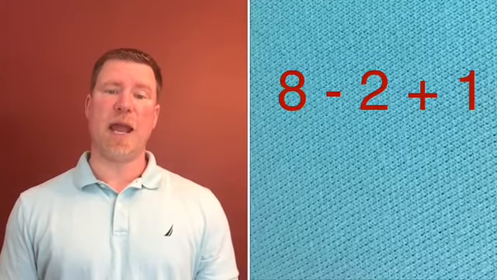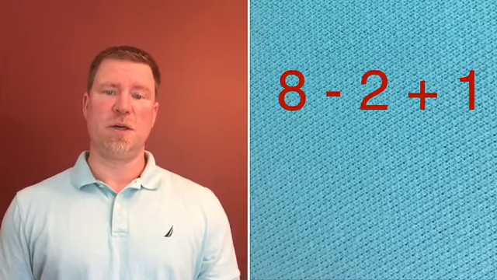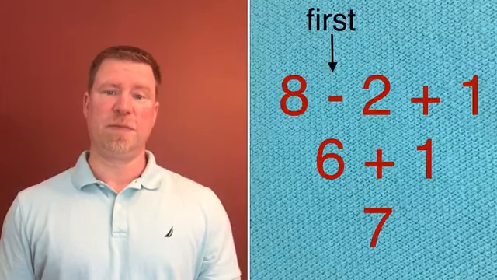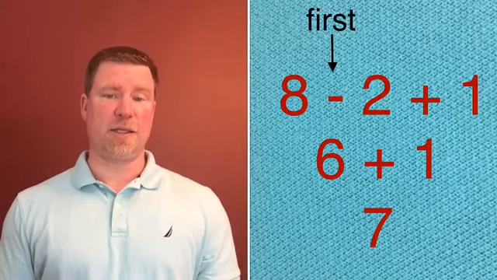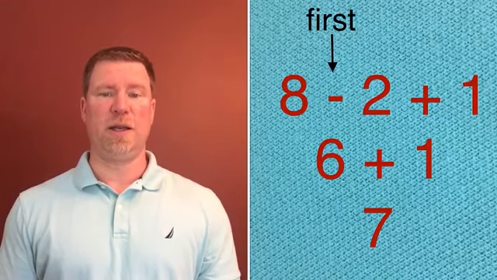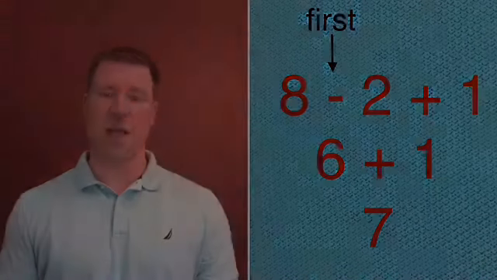And our last example is 8 minus 2 plus 1. What do we do first? Whichever one comes on the left. So we subtract. 8 minus 2 is 6. 6 plus 1 equals 7. So the subtraction first, addition second on this example.